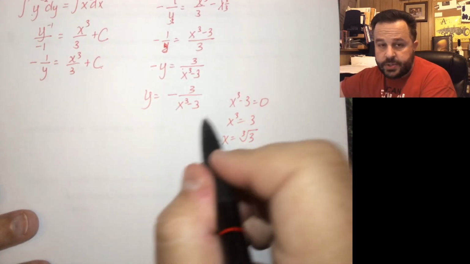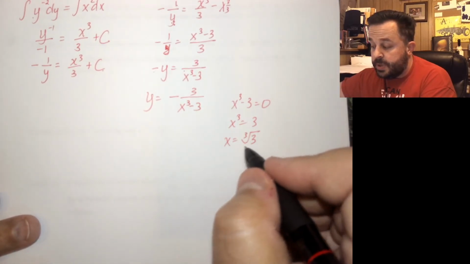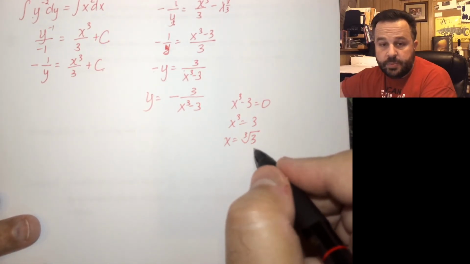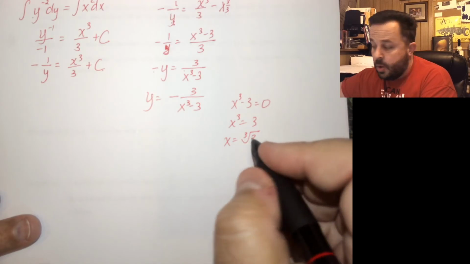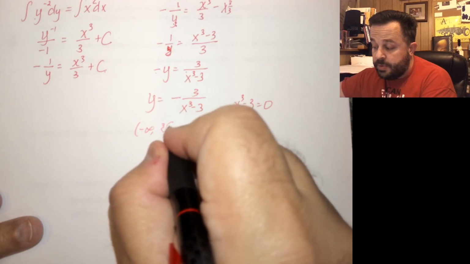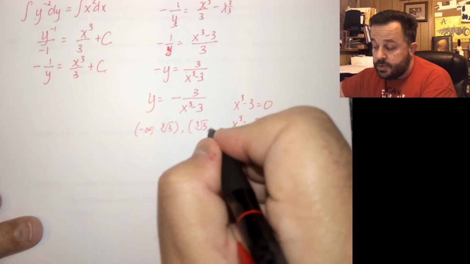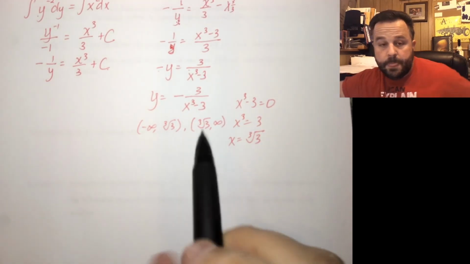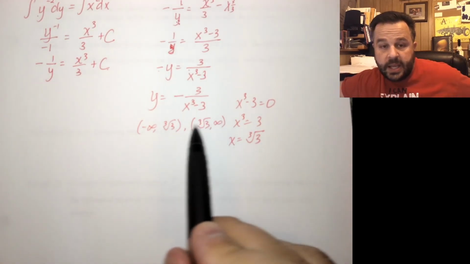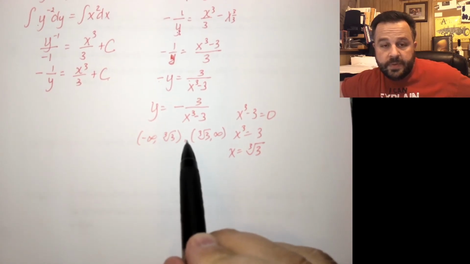So if we go back to just regular old algebra 2, we would say the domain of this function would be all real numbers except the cube root of 3. Or we would say that the domain was negative infinity up to the cube root of 3 and the interval cube root of 3 to infinity. However, notice this is not a continuous function. This has a discontinuity at the cube root of 3.